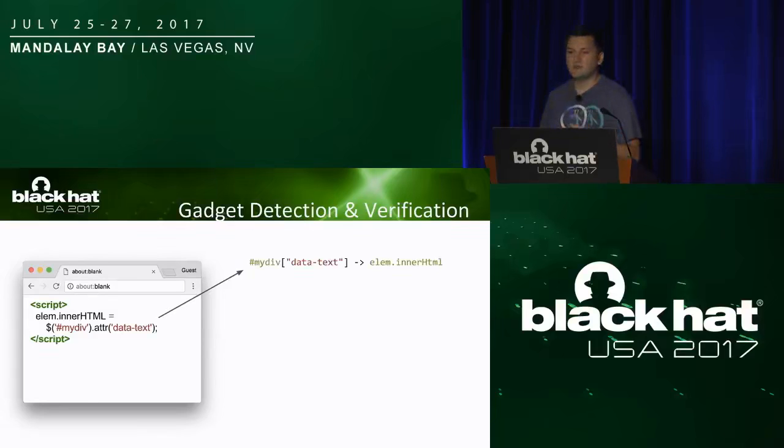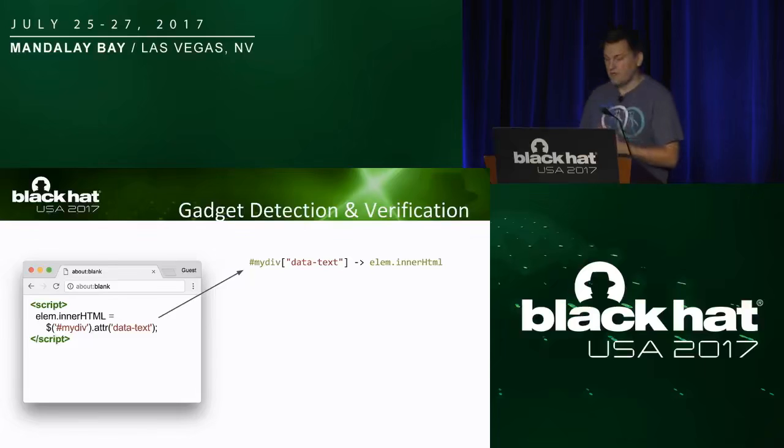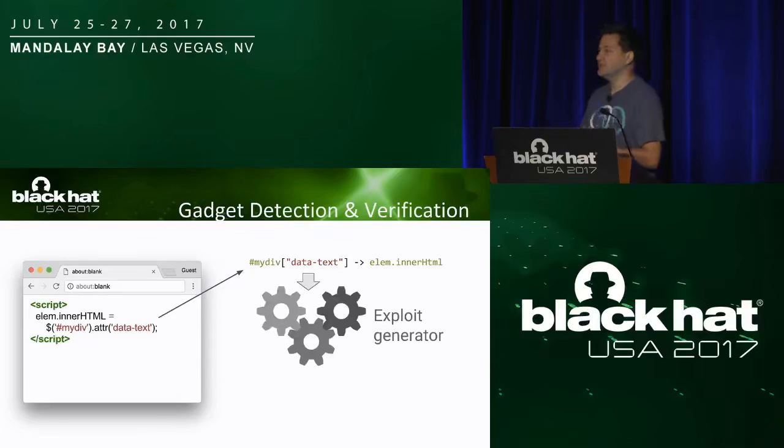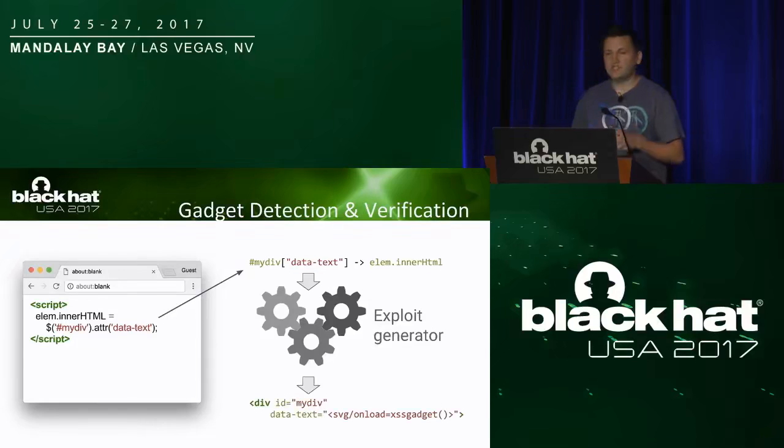So after executing the function and all the JavaScript, we know there was actually a data flow from the DOM into this security-sensitive function. Then we pass this data into an exploit generator. The exploit generator will look at this data flow, try to come up with an XSS exploit, and create a piece of HTML that triggers the gadget in the page.